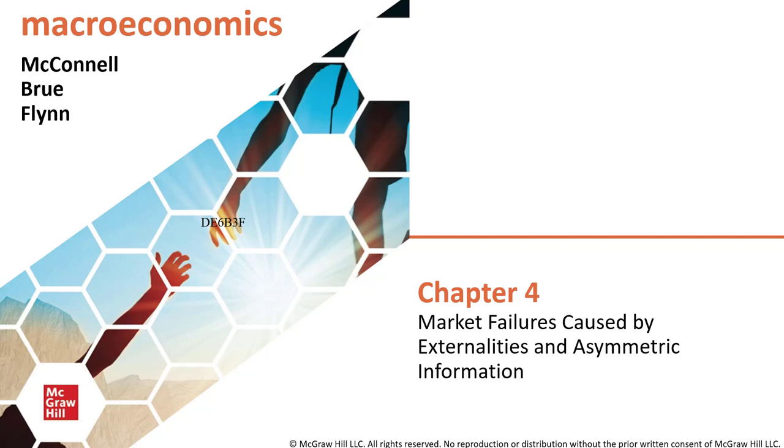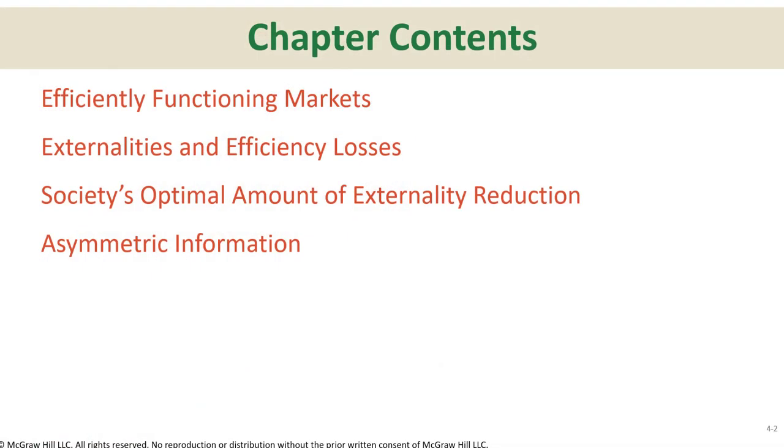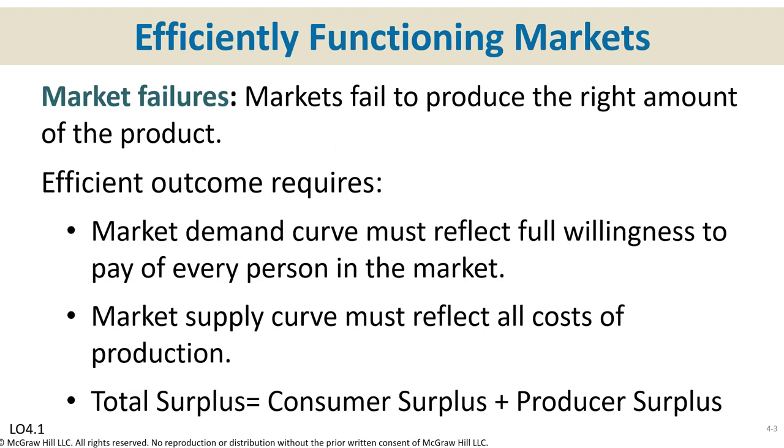Market failures caused by externalities and asymmetric information. Talking about efficiencies, externalities, efficiencies that are lost, the society's optimal amount of externality reduction. Again, there is an externality that just costs too much one way or the other. And asymmetric information, we'll get into that in a minute. Inefficiencies in the marketplace. What do we mean by that? When you are producing too much or you're not producing enough of something.